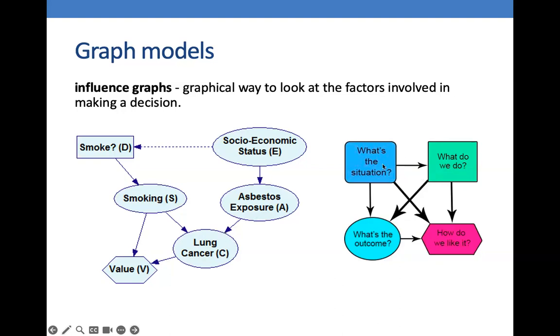So here's another example. Suppose we are modeling how we approach solving a certain problem. First you ask, what is the situation? And based on the situation, what would be our solution? And based on our solution, what would be a certain outcome? Or based on the situation, what would be the outcome? Or based on the solution, how do we like the solution that is being proposed?